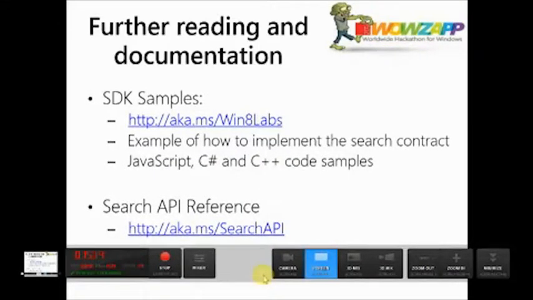So if you want to do further reading, then you can look at these samples and references. I've included a link for the Windows 8 labs that we have, which have samples for various search and share contracts, and they are in whatever languages you want, JavaScript, C Sharp. Also, there's a search API reference which you can look at if you want to do something different. For example, in the search box you can have a hint like, okay, you can also search on places or locations, not in this app, but you can search, for example, on recipes or directions or something like that.